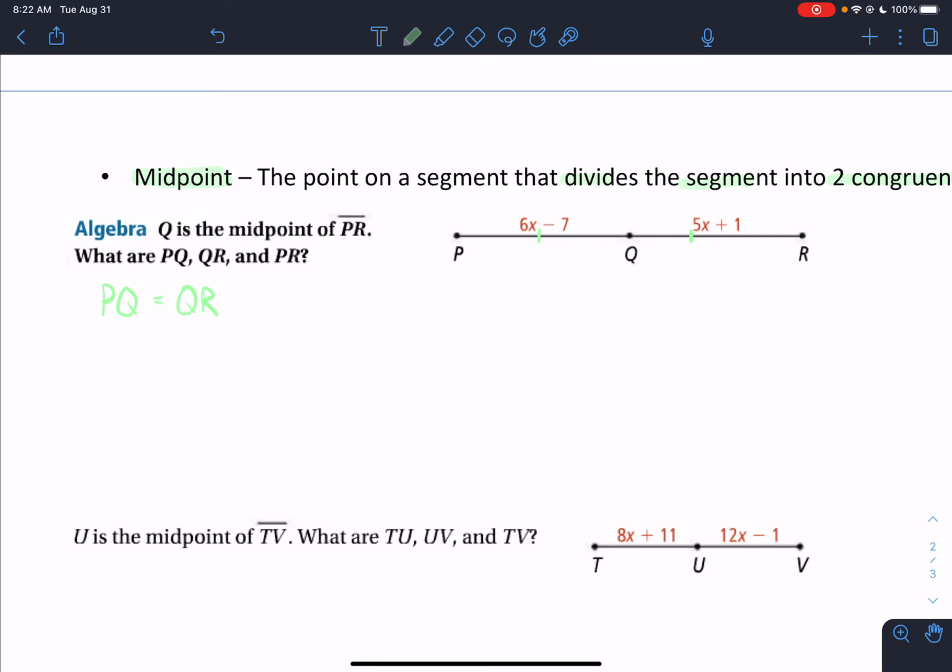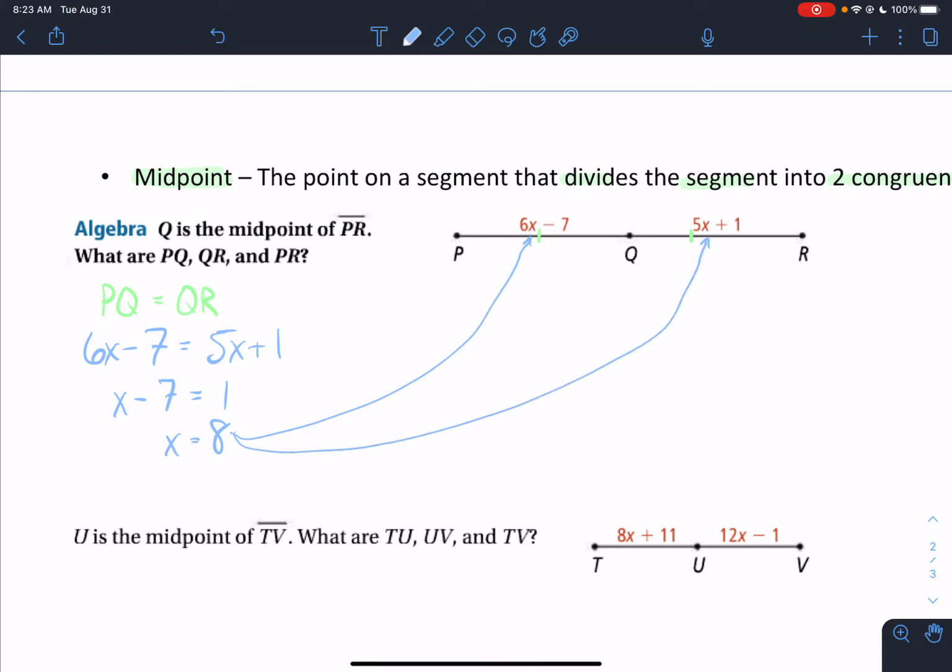Once I have those things, I have something to plug in for each of those values. So I get 6x minus 7, and QR is 5x plus 1. I can subtract the 5x to the other side to get x minus 7 is equal to 1, and then add the 7 to get x is equal to 8. I can then plug these back in. PQ, 6 times 8 gives me 48, minus 7 gives me 41. QR, 5 times 8 gives me 40, plus 1 is 41.